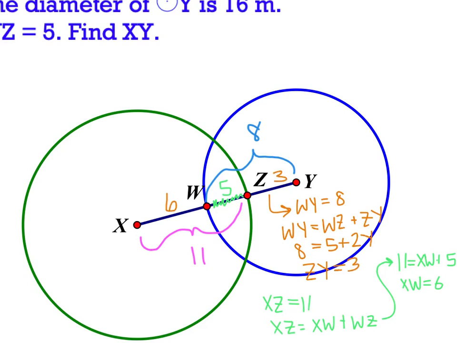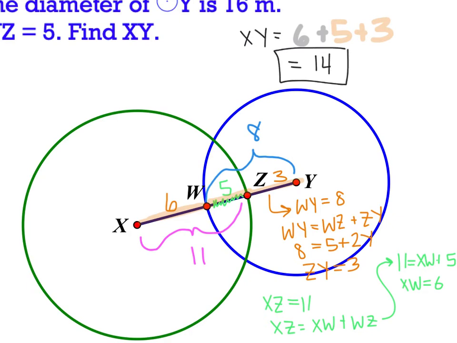Now, to get this entire segment, I'm going to add XW, 6, plus, oops, I changed my highlighter color. That's okay. WZ, 5, plus ZY, which is 3. So that entire segment, XY, is going to equal 6 plus 5 is 11 plus 3, 14. Okay, so the work that I showed is maybe unnecessary for a lot of you. You could just say, okay, if the whole thing here, I know from here to here is 11, this took up 5, what's left for XW? That's fine too. You could do that part in your head, not a problem.